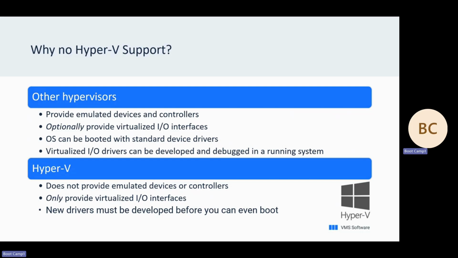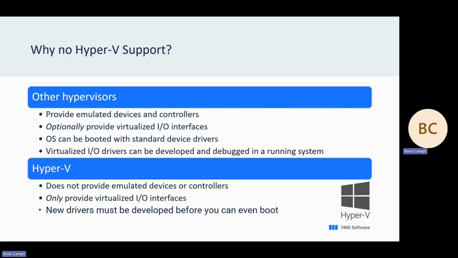But because it provides those emulated devices, you can boot an operating system on these hypervisors that uses standard device drivers. You can almost completely hide the fact that you're running on a hypervisor from the OS because it looks really like real hardware. That means that once you've got that running, you can get the system up and running with device drivers that were written for real hardware. And then you can use the platform running with those real drivers to develop your virtualized drivers to take advantage of the higher I/O capabilities.